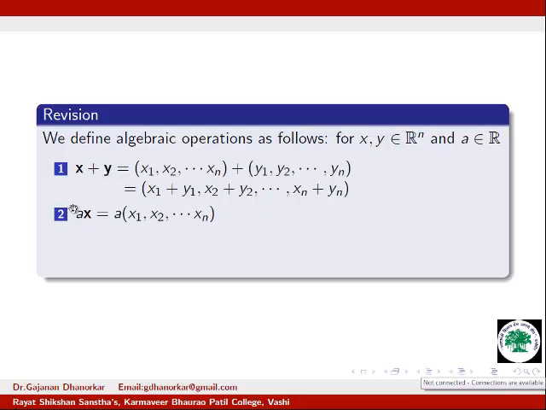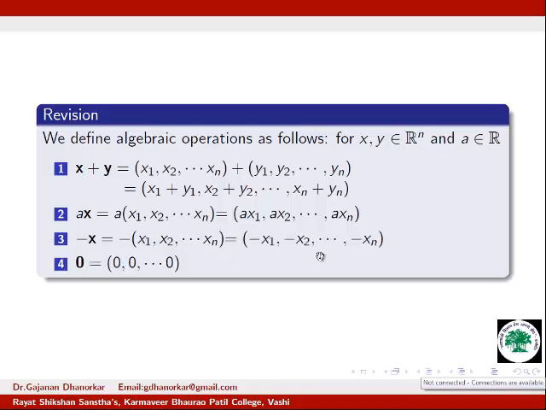Now when a scalar is multiplied with a vector, we just multiply that scalar to each coordinate of the vector, so it is a x1, a x2, up to a xn. Similarly, when we multiply x by a minus sign, we have to multiply every coordinate of this vector by the minus sign.